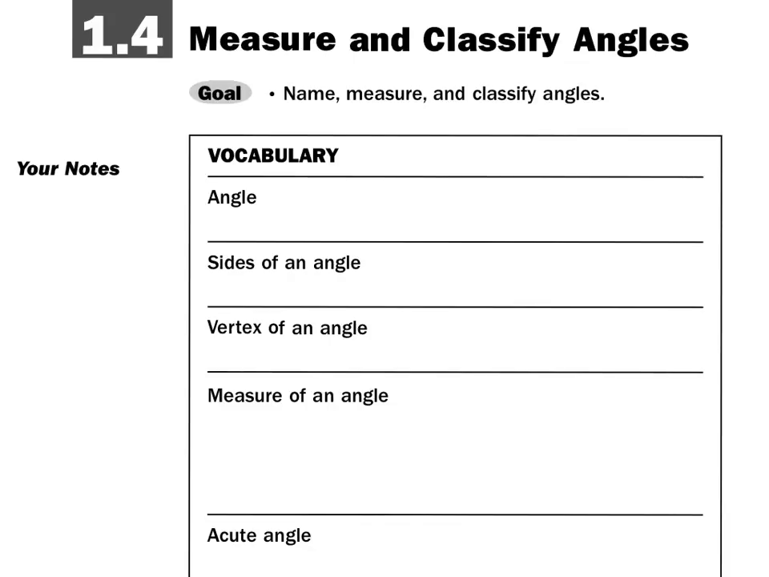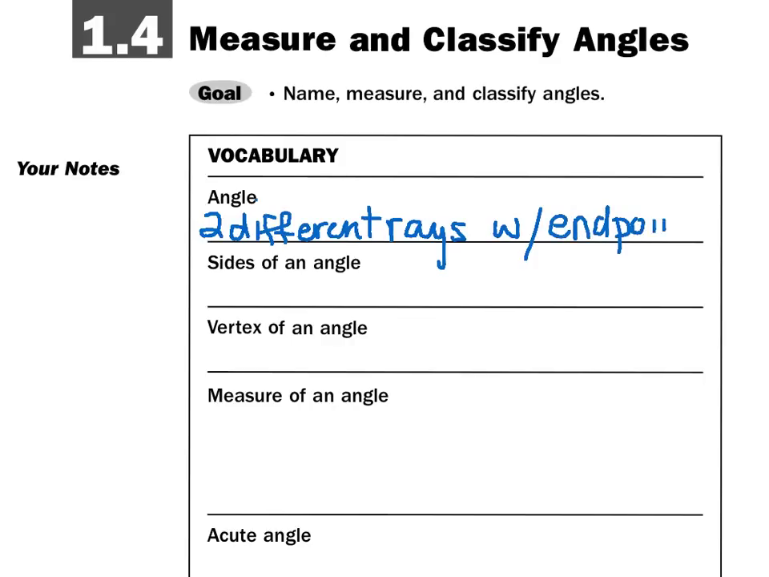1.4. Measure and classify angles. An angle is composed of two different rays with the same endpoint. Put same up here, same endpoint.